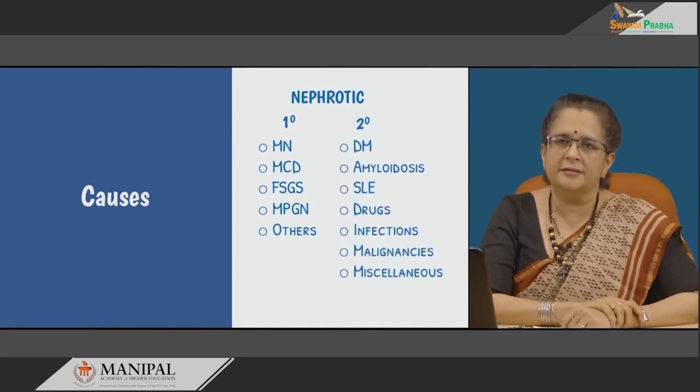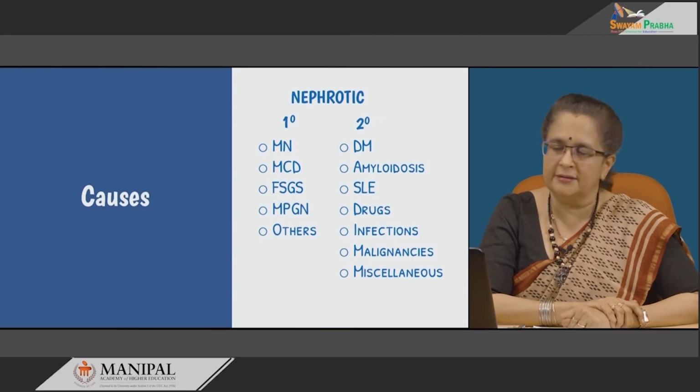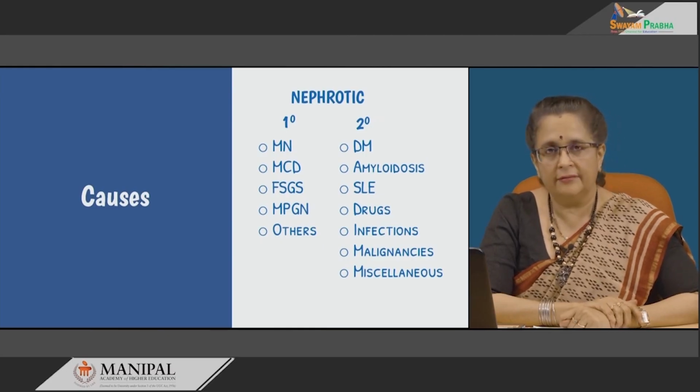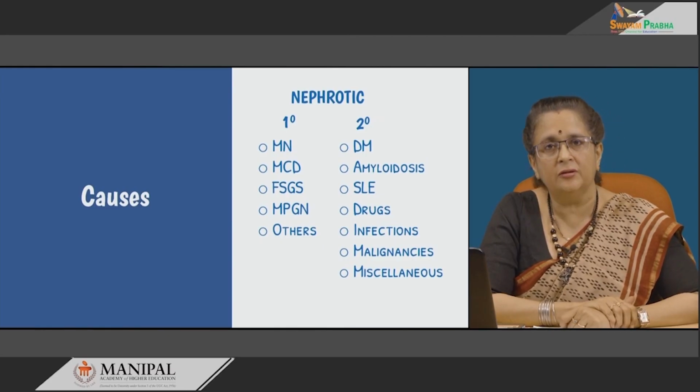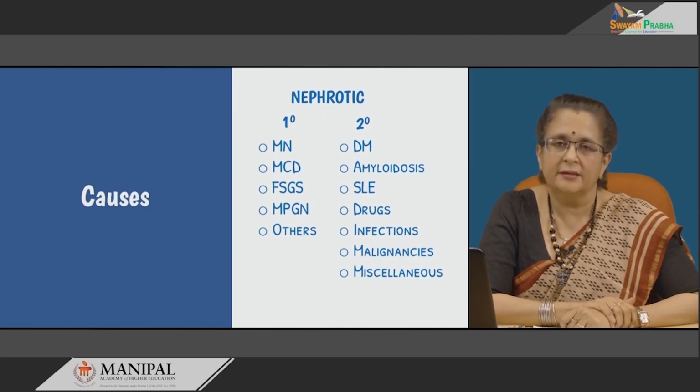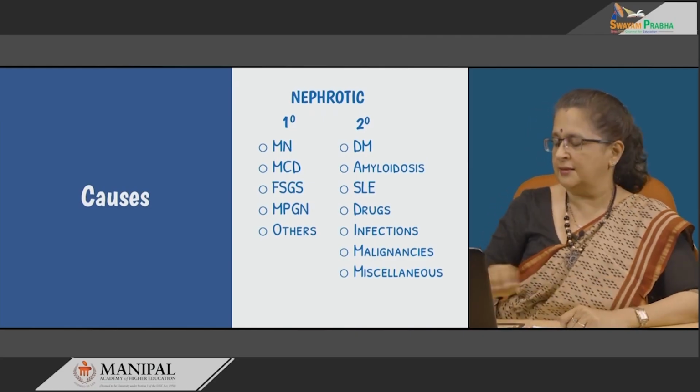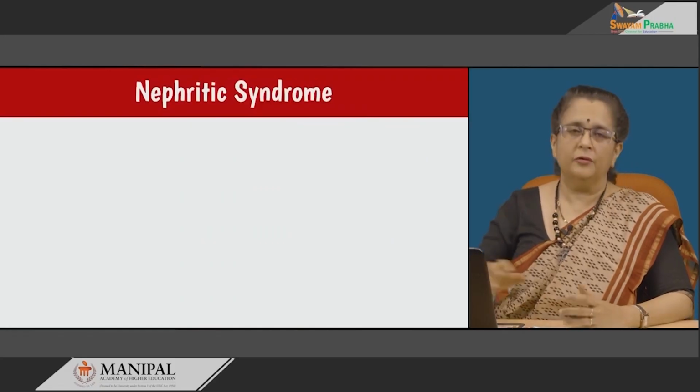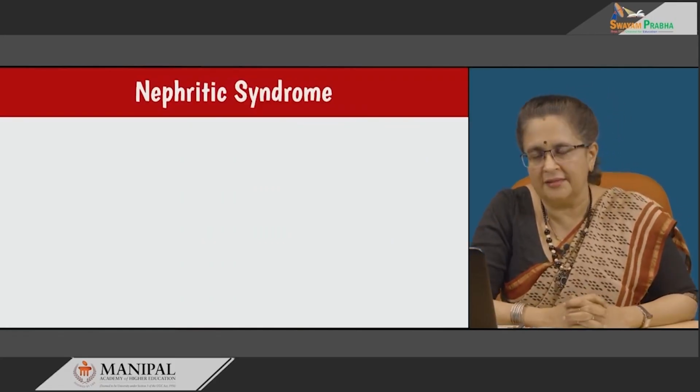Then secondary causes, most important is diabetes mellitus. Then second one is amyloidosis, then systemic lupus erythematosus, various drugs, especially NSAIDs, then infections, malignancies as well as miscellaneous causes. We move on to the next syndrome, that is nephritic syndrome.